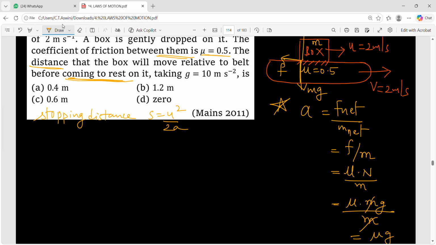Frictional force is mu into N, which is equal to the opposite force. Here the opposite force is the weight, so N is equal to m into g, cancel. You will be left with mu into g. So the answer is easy now.